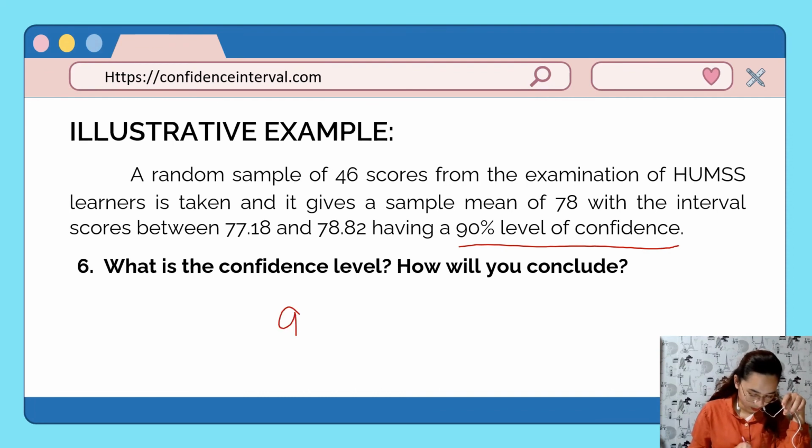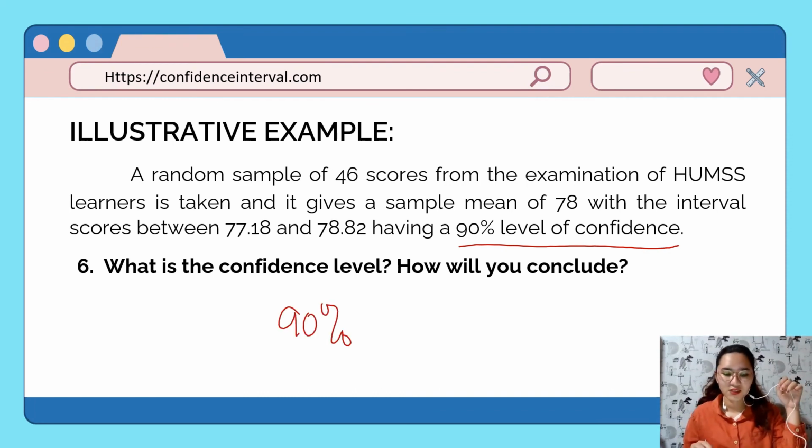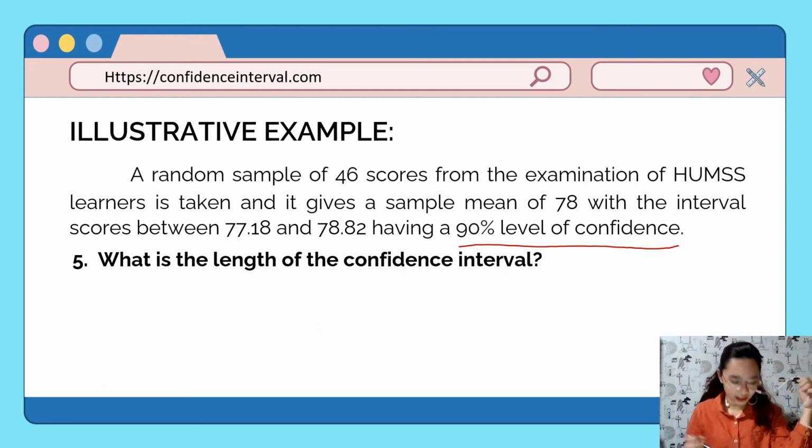Paano naman natin i-conclude po yun? So, ibig sabihin po, we are 90% confident that the mean scores lies between 77.18 and 78.82. Okay? So, next na hinahanap po natin, what is the length of the confidence interval?